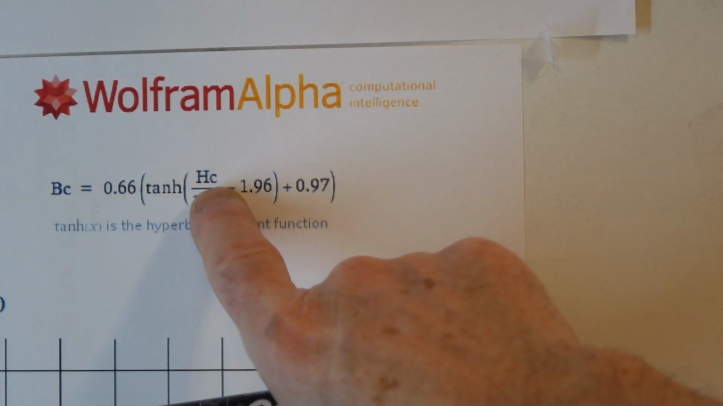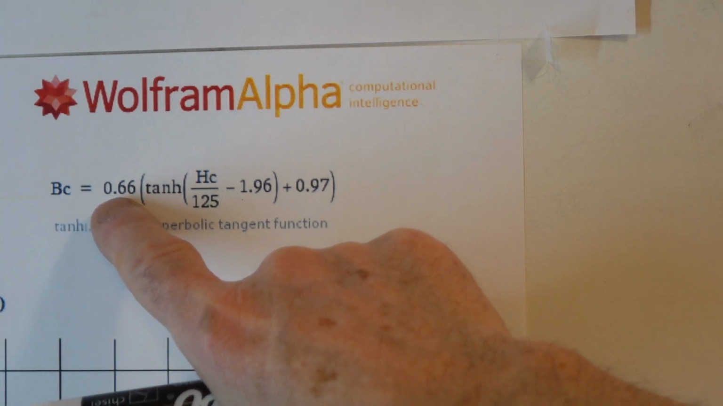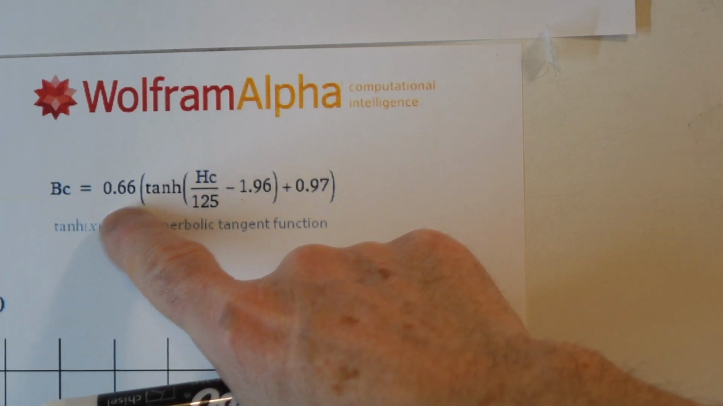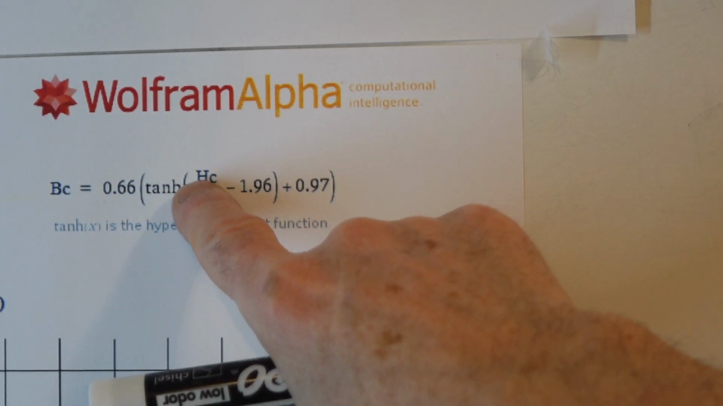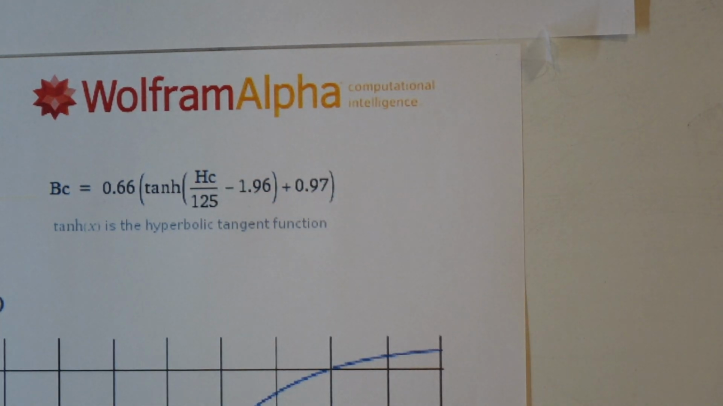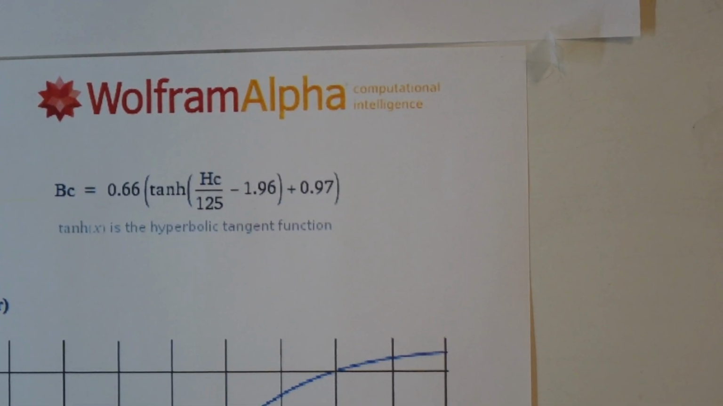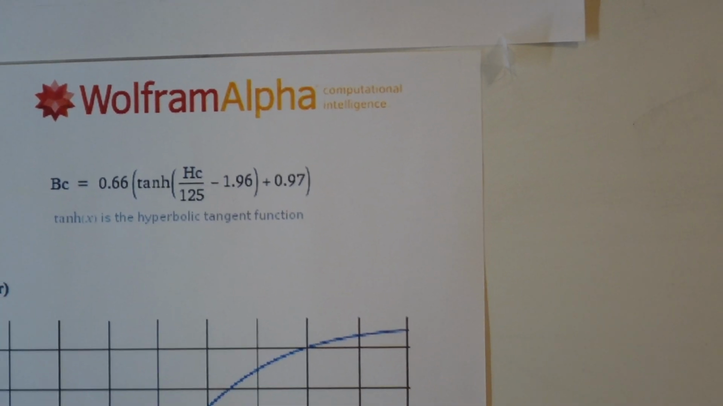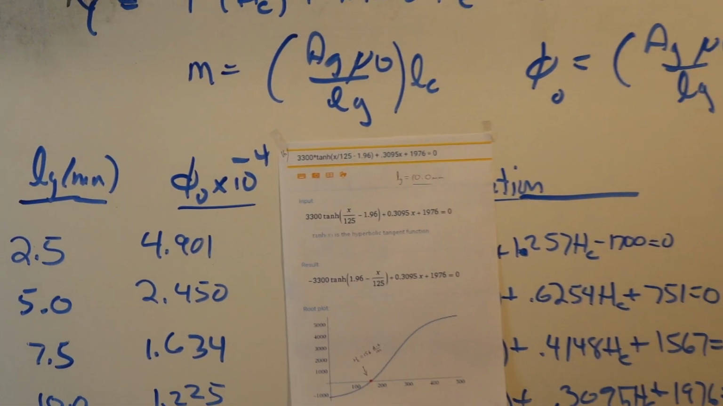If you just take HC 156, so if I write y equals, or I just type in 0.66 times hyperbolic tangent of 156 over 125 minus 1.96 plus 0.97, Google gives you the value. So once you get the HC value, you can easily, using the equation that I derived, get the value for the B field in the core.